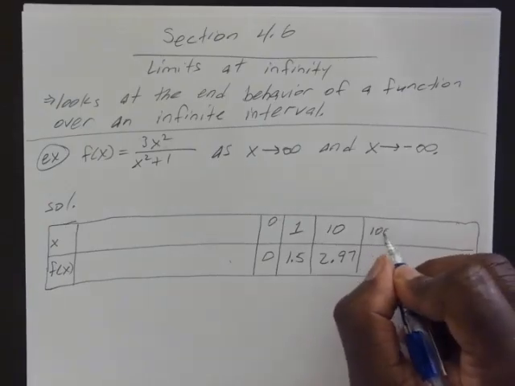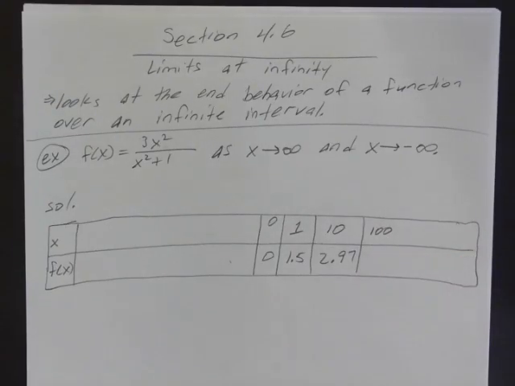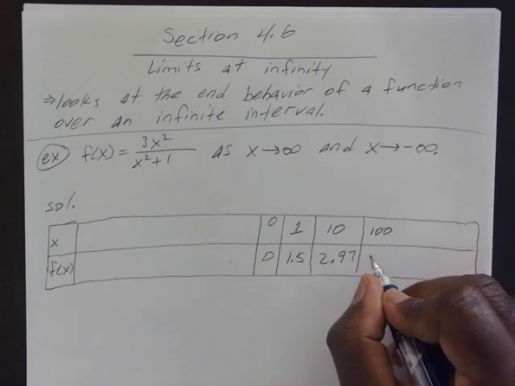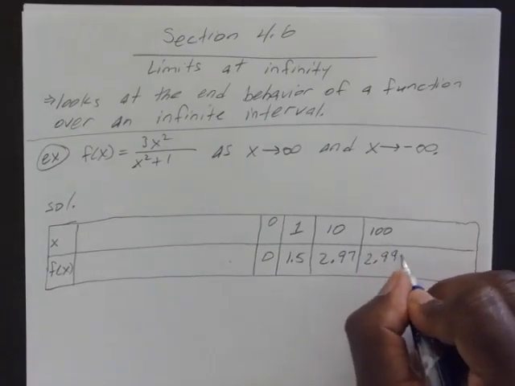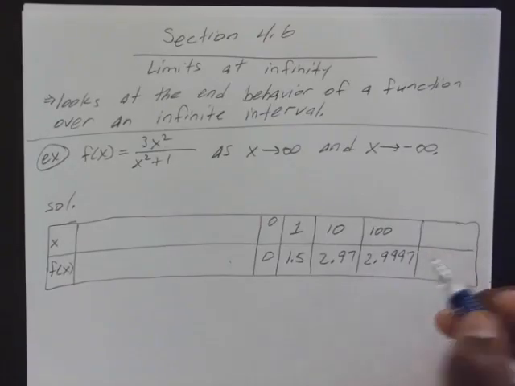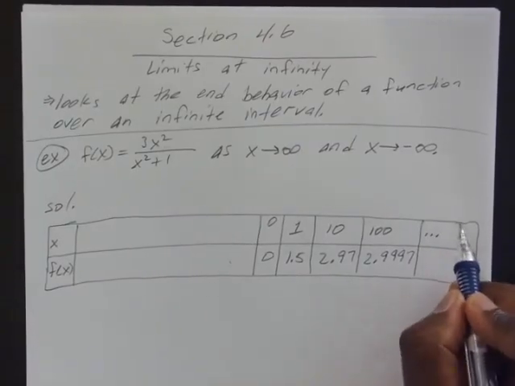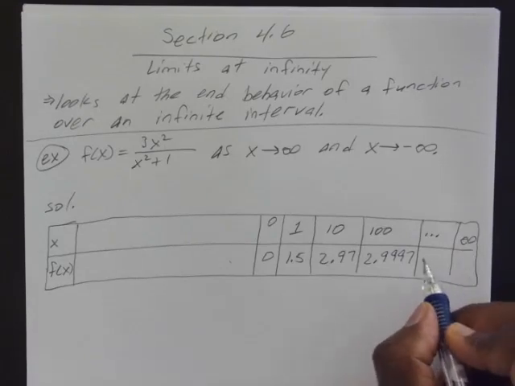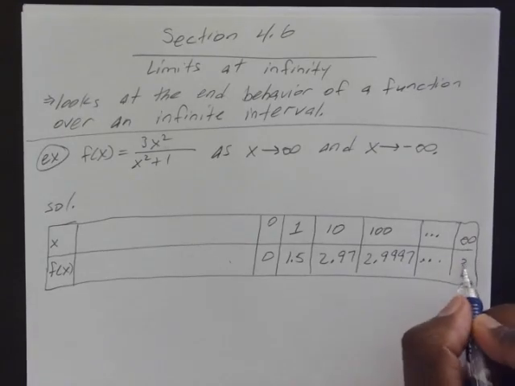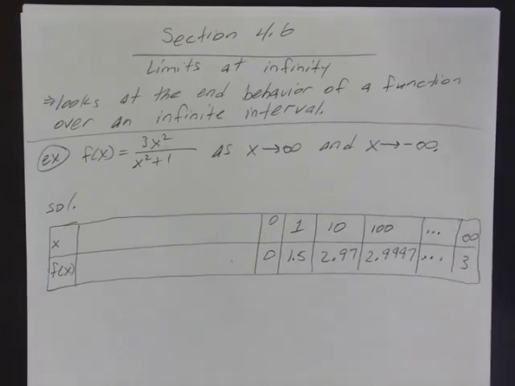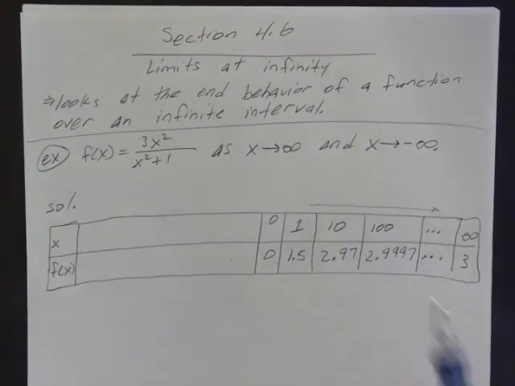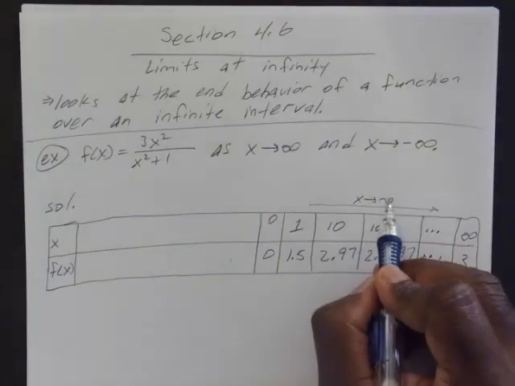We let x equal 100. Well, that gives us 3 times 100 squared divided by 100 squared plus 1. Plug that into your calculator and you get 2.9997. And as you plug in bigger and bigger numbers towards infinity, your y value just gets closer and closer to 3. Okay, so this is our x approaches infinity.